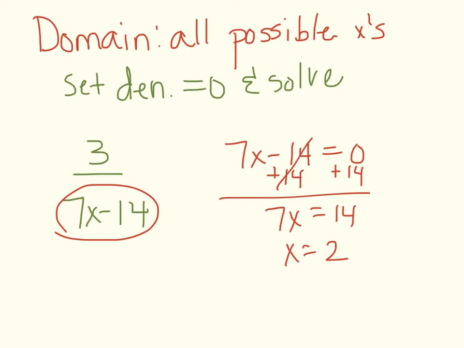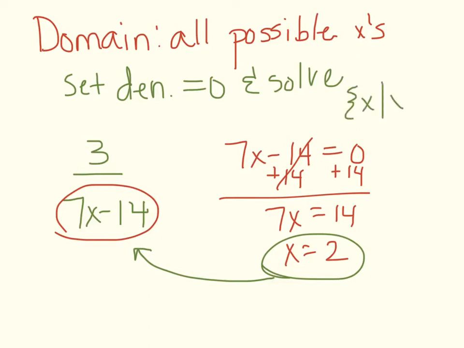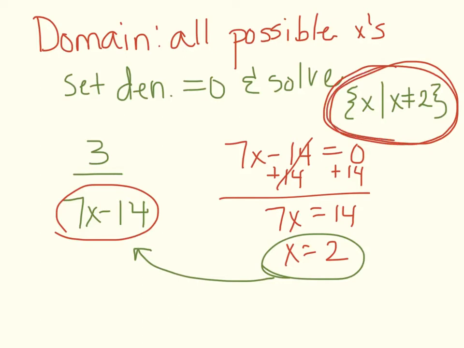And what that means is when x is 2, the bottom of this fraction is 0. And I can't have 0. So the way that you would write your domain is the set of all x's such that x cannot be 2. And what that tells me is x can be everything but 2, because if x is 2, the bottom of that fraction will be 0, and you can't have 0 on the bottom of a fraction.